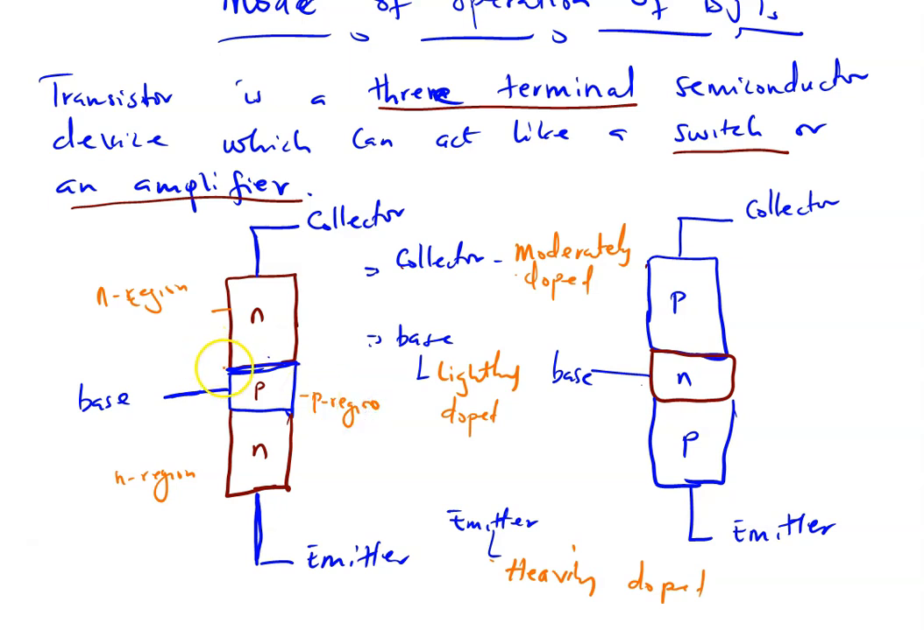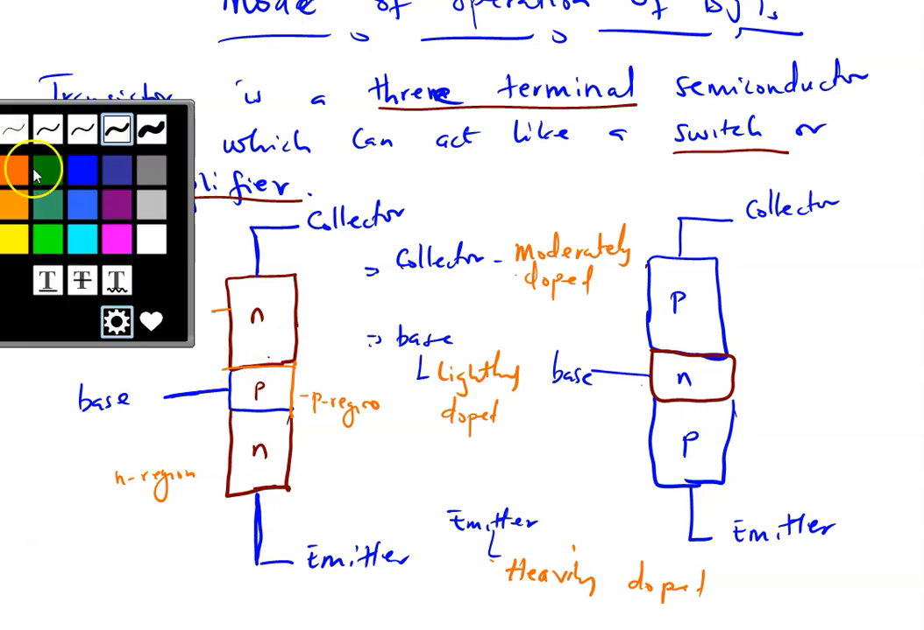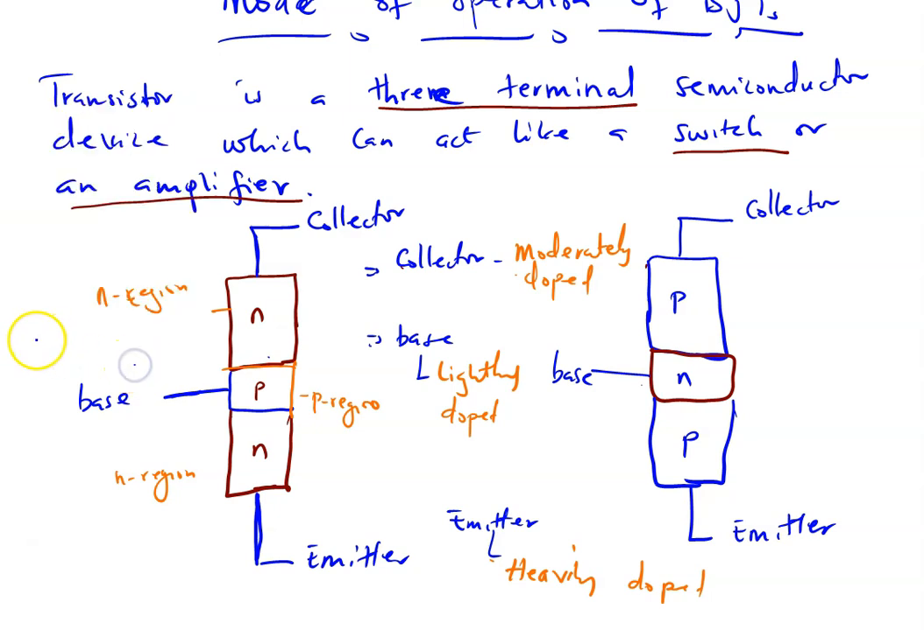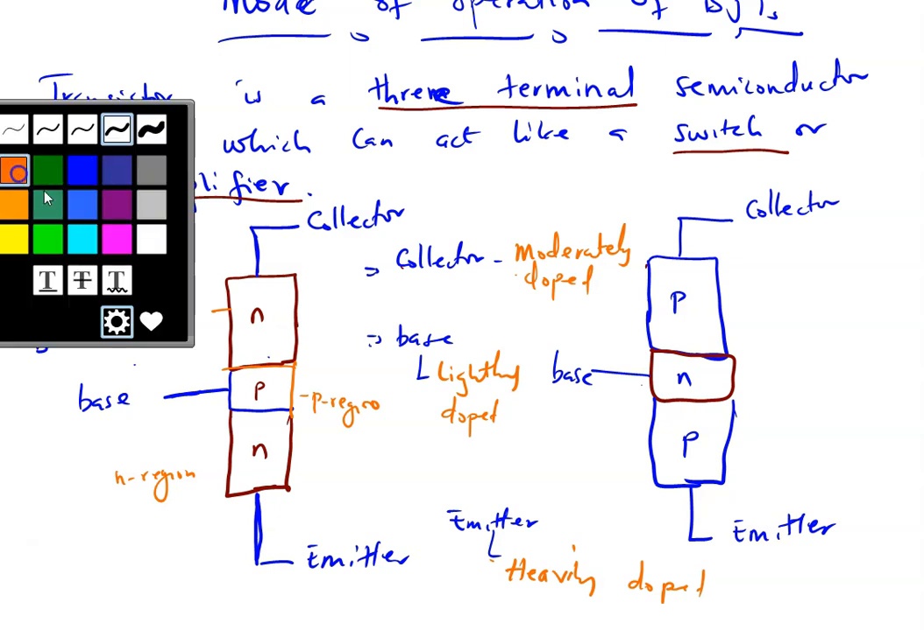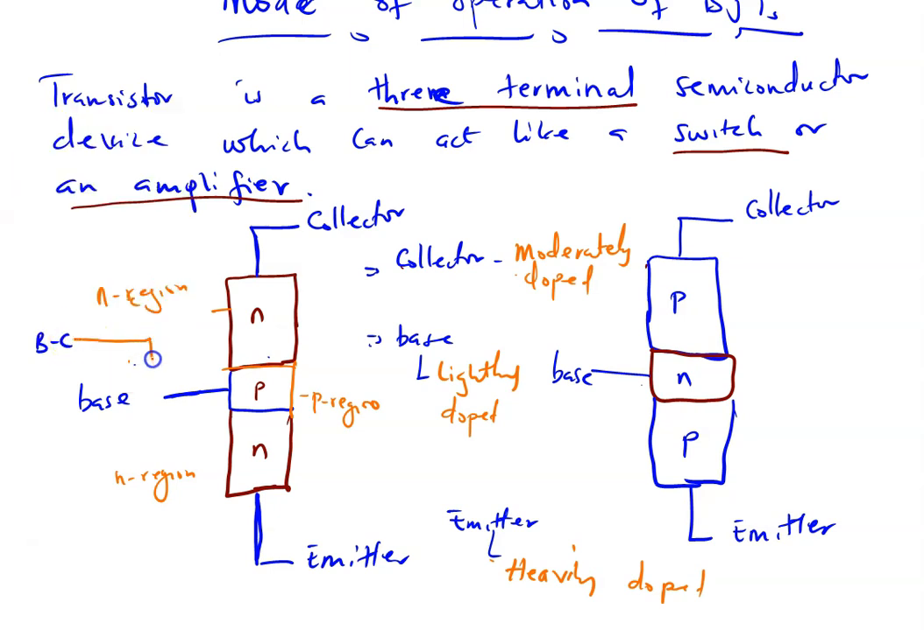Right. This junction can be termed the base-collector junction, or collector-base junction, any of them. So this is the base-collector junction. I'm talking about it later on, so take note of it.